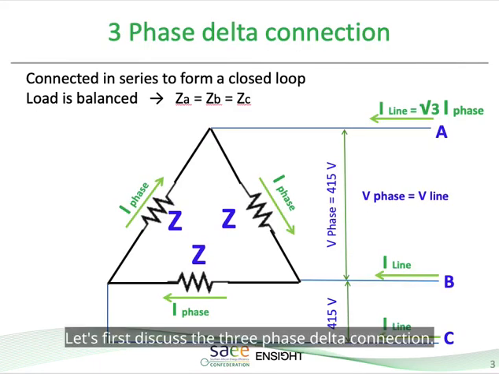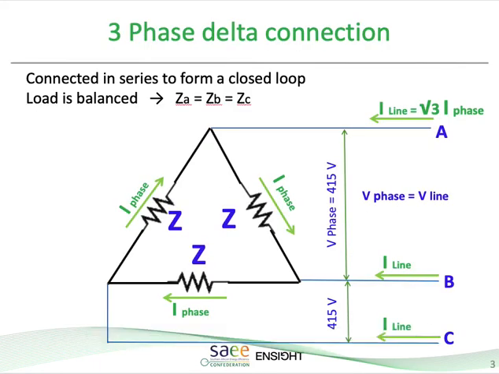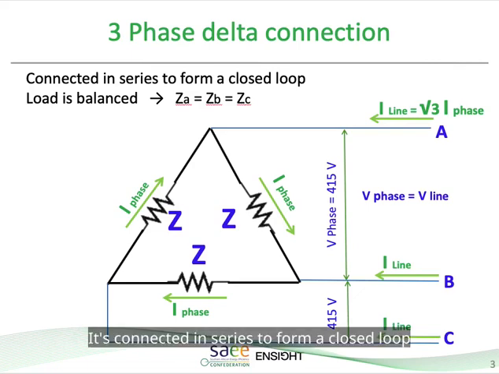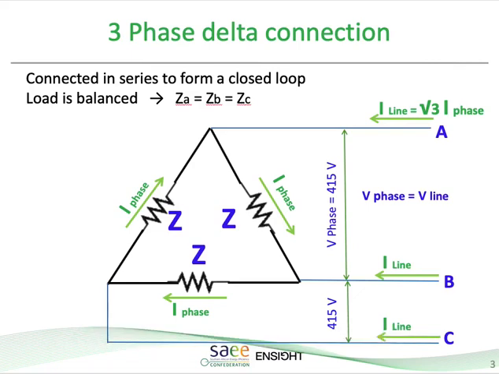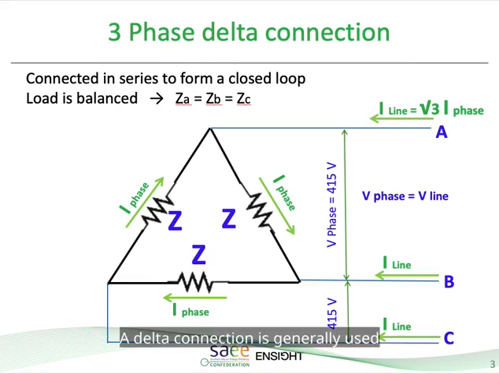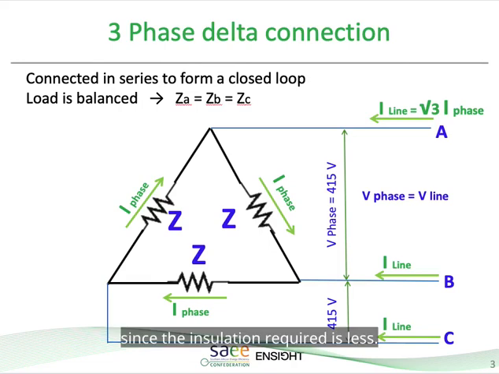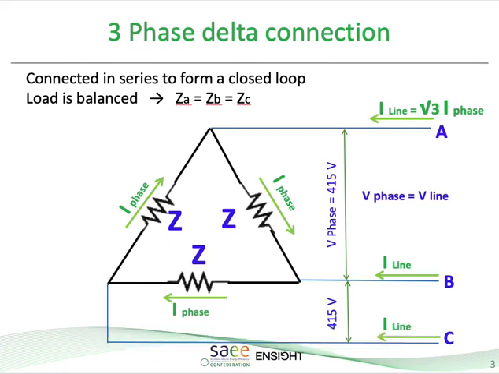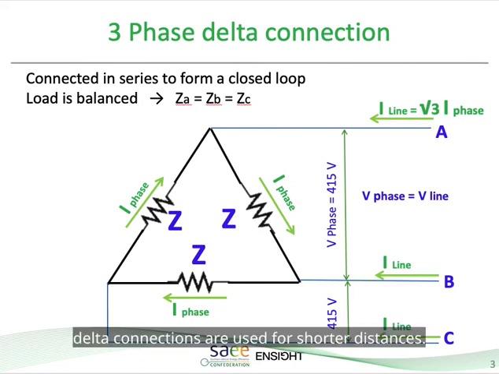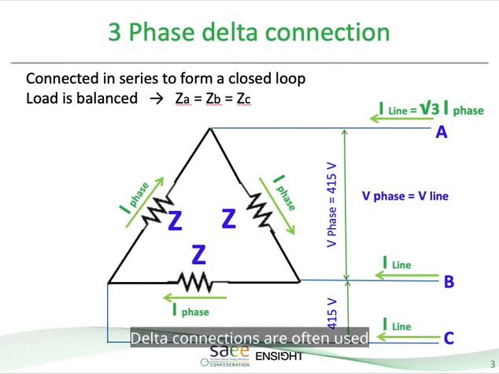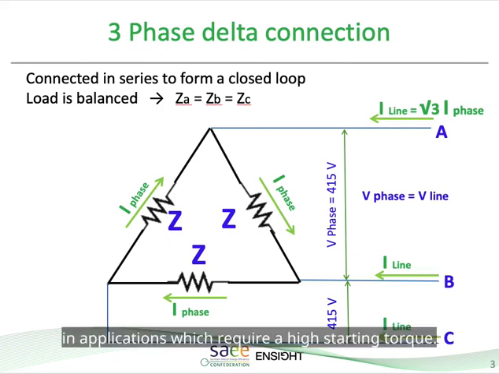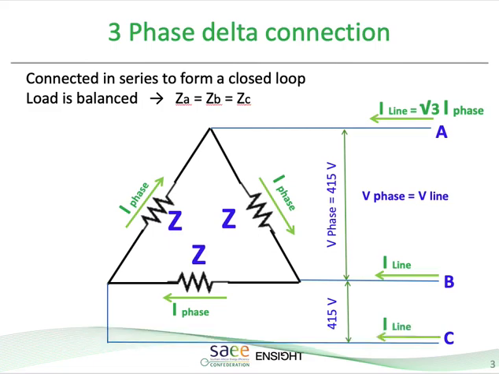Let's first discuss the three-phase delta connection. It's connected in series to form a closed loop where the loads are balanced. A delta connection is generally used in distribution networks since the insulation required is less. Star connection can be used for long distances. Delta connections are used for shorter distances. Delta connections are often used in applications which require a high starting torque.